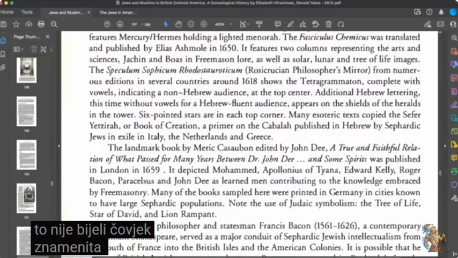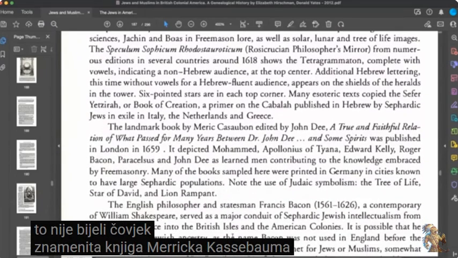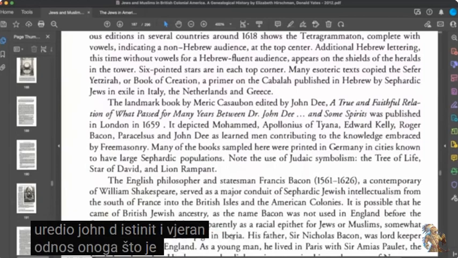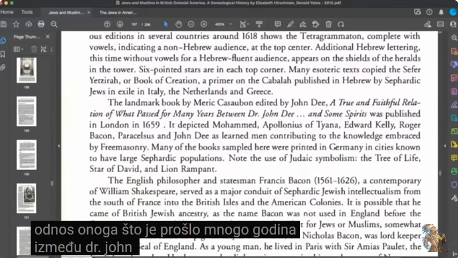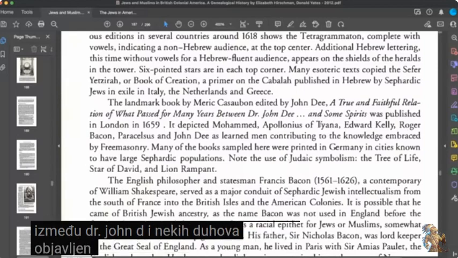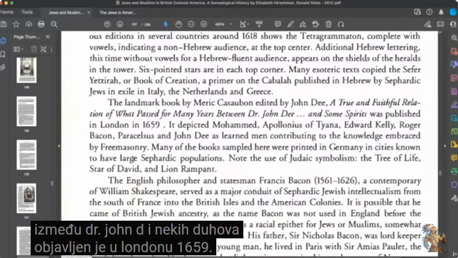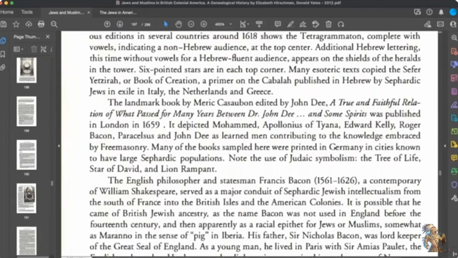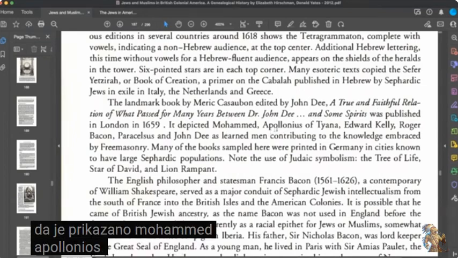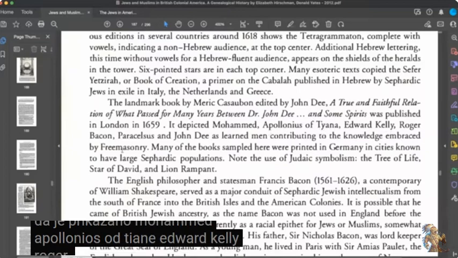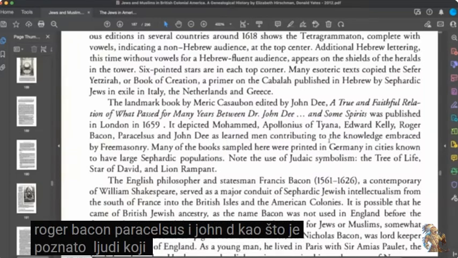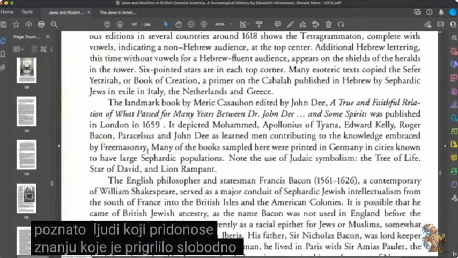The landmark book by Meric Casaubon, edited by John Dee, A True and Faithful Relation of What Passed for Many Years Between Dr. John Dee and Some Spirits, was published in London in 1659. They're dealing with spirits, see? Dodged the hijack. It depicted Muhammad, Apollonius of Tyana, Edward Kelley, Roger Bacon, Paracelsus, and John Dee as learned men contributing to the knowledge embraced by Freemasonry.